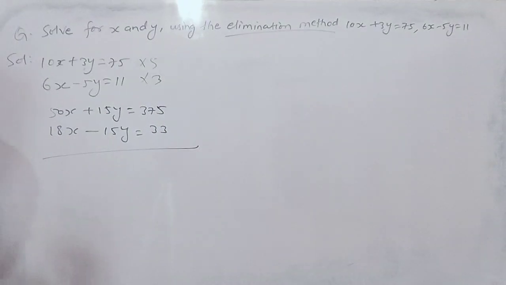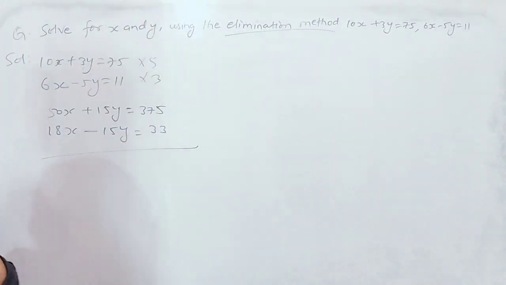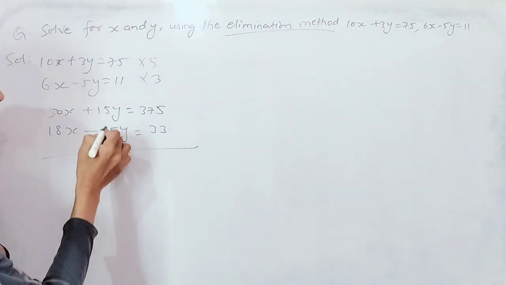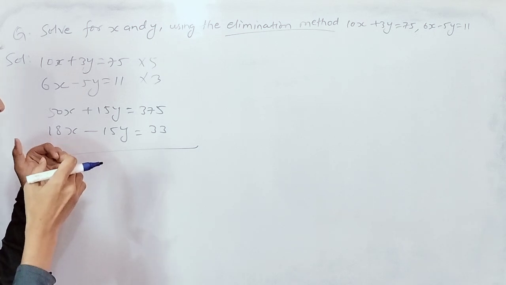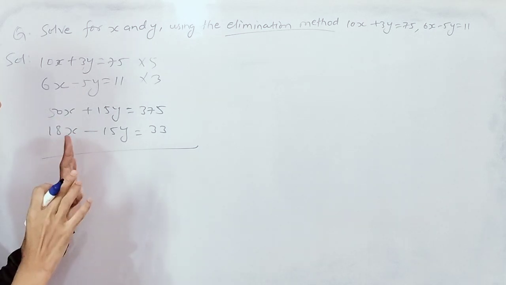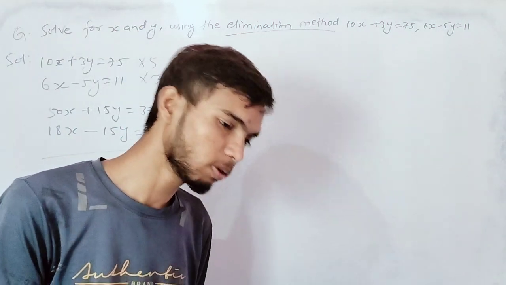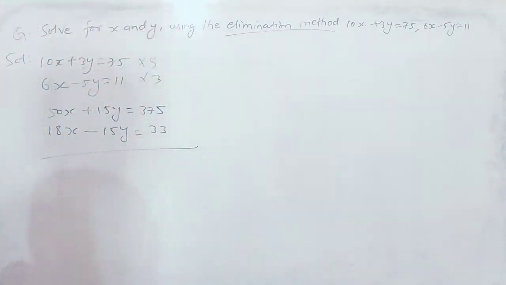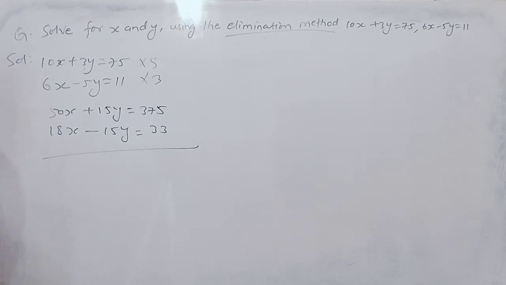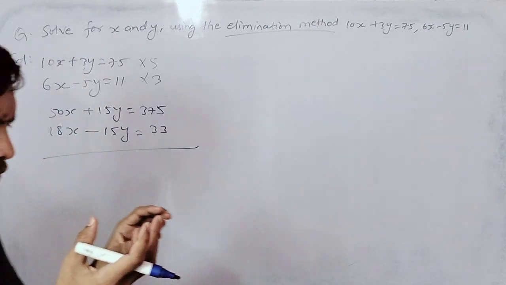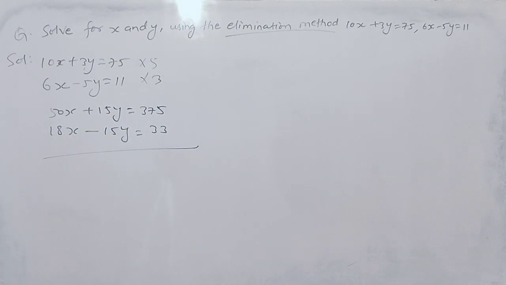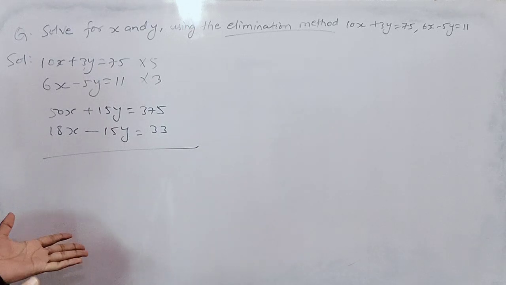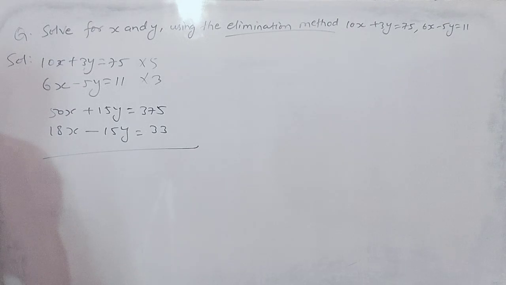Now I did like that, then I got 15y and 15y. Both coefficient number and variable are the same. Yes, operators could be different. We don't care about the operators, but coefficient and variable should be the same, and then it is known that we applied the elimination method. Now what will we do?